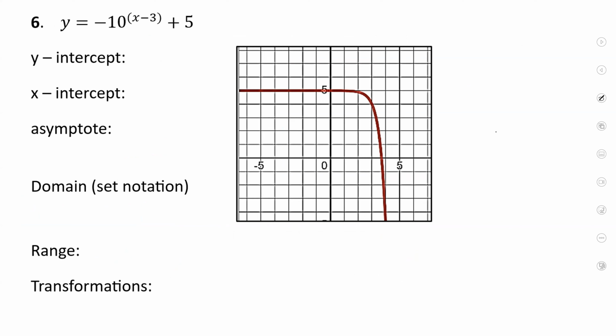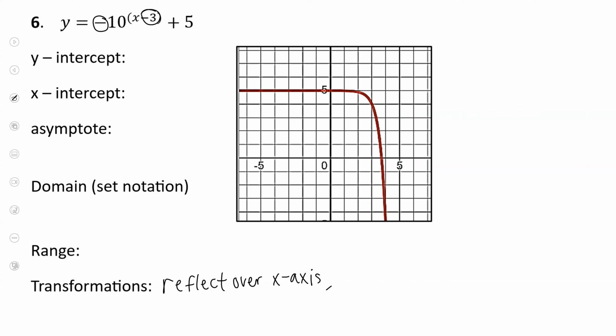Okay, so I have a negative in the front. What are y'all gonna write? Good, write that down. Reflect over the x-axis. That's why it's facing down now. And this -3 right here? -3. Good, thank you. And it goes up 5. Please write down those transformations.